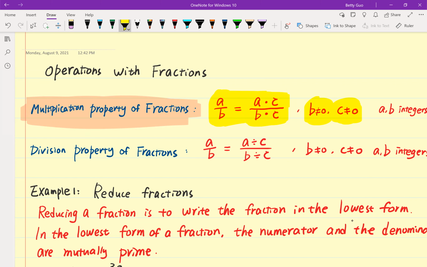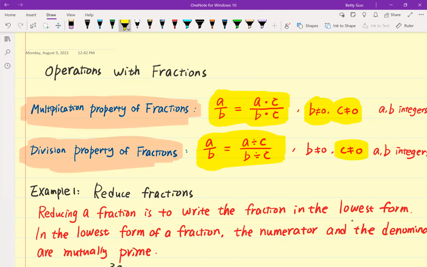So that means if we need to, we can multiply both top and bottom by the same non-zero quantity. That's the first property for fractions, the multiplication property. The second property is called the division property of fractions. It says if we have a fraction a over b, and we divide both top and bottom by a non-zero quantity, then we will have an equivalent fraction. The value of the fraction will not be changed.